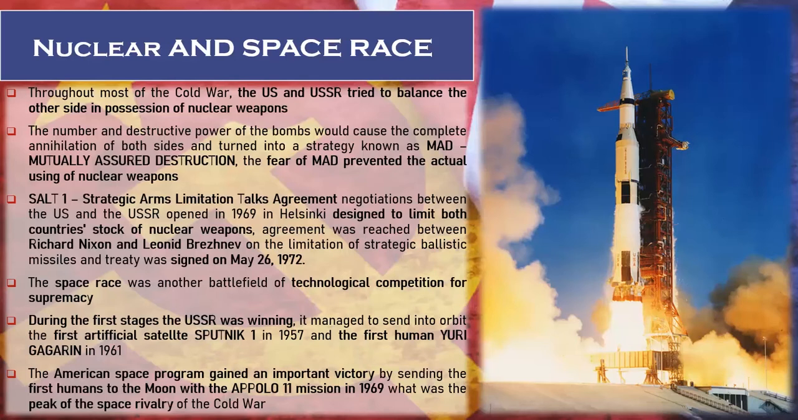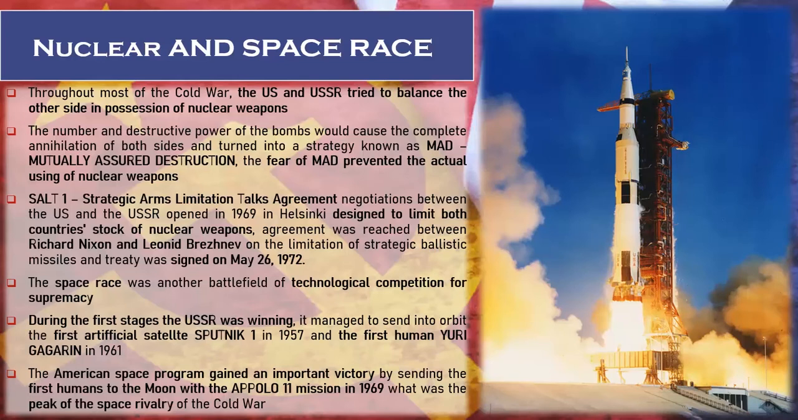So these were the negotiations between the United States and the Soviet Union, opened in 1969 in Helsinki, and it was going on for some time, to be specific, for several years. It was designed to limit both countries' stock of nuclear weapons, and this agreement was reached between two presidents of the superpowers, Richard Nixon and Leonid Brezhnev, who agreed on the limitation of strategic ballistic missiles, and the treaty was signed on May 26, 1972. Remember that year as well. Okay, 1972, SALT I was signed between Richard Nixon and Leonid Brezhnev. So this is what happened with the nuclear race. So first of all, they were making more and more, and then when they realized that they can't really use them, they started to negotiate about its limitation.